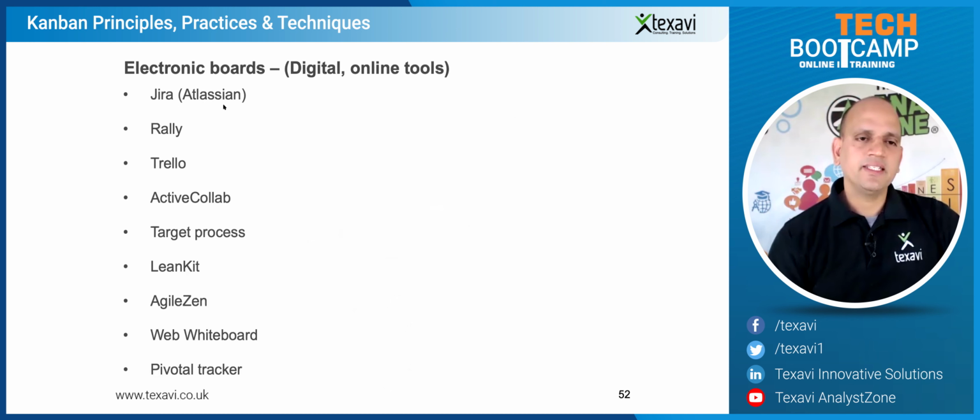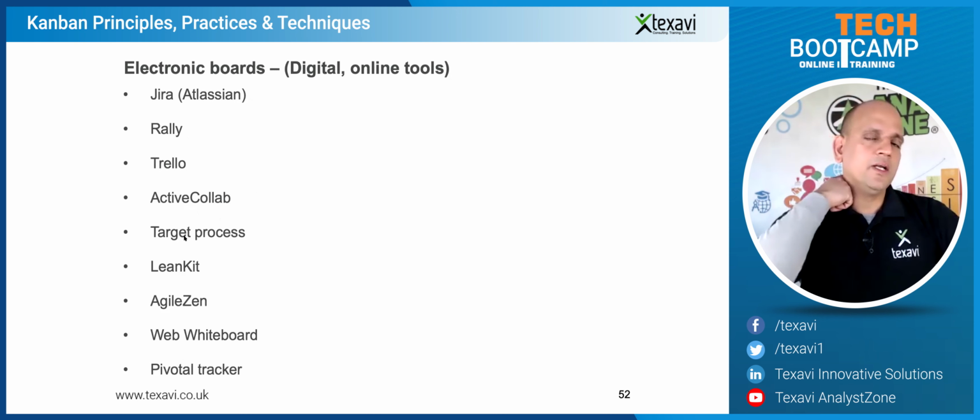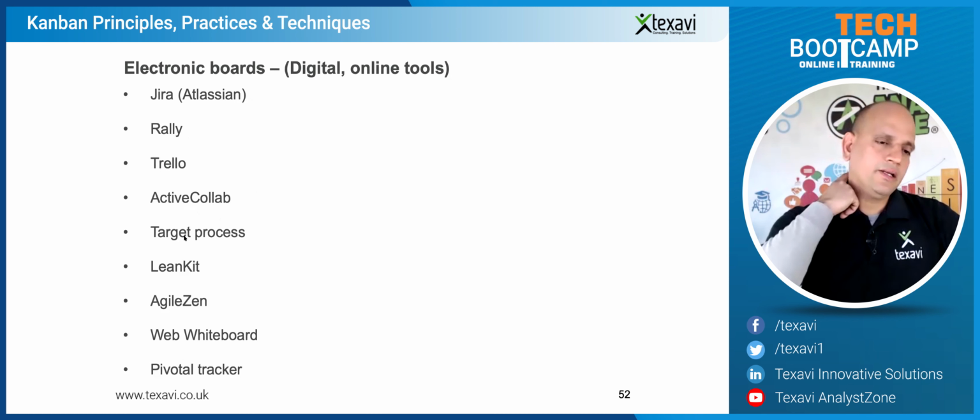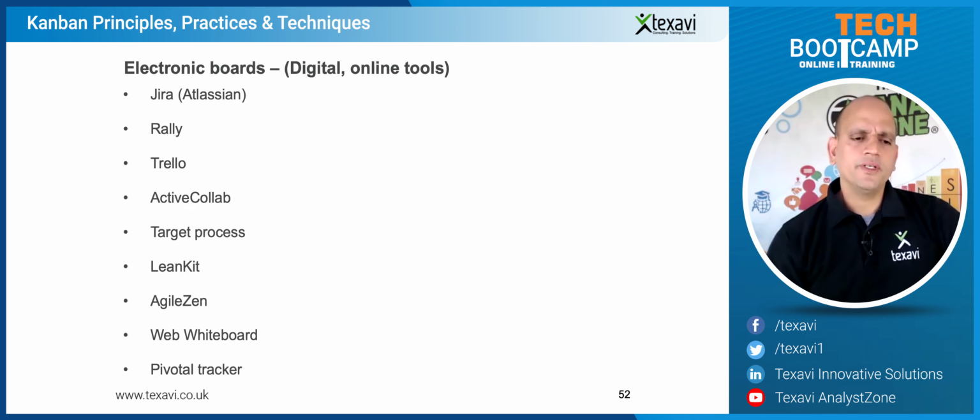So Jira, for example, is a very popular one, from Atlassian. Then Rally, Trello, Active Collab is the one which I've used some time ago. Target Process, I did not use it, but I did some research on that. Lean Kit, very popular one again. Agile Zen, I did use for about one project.